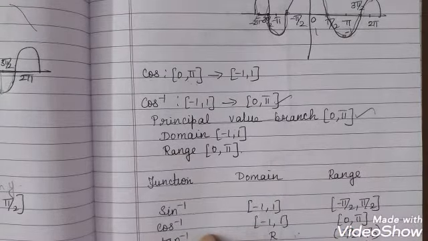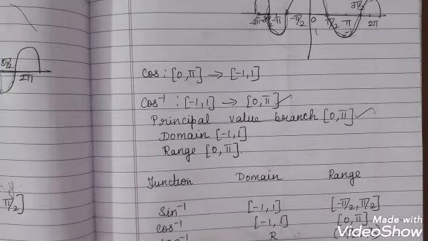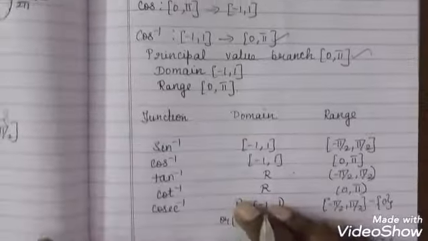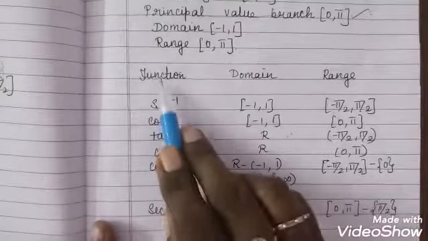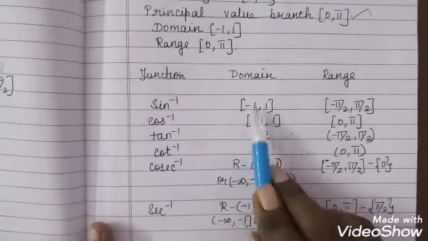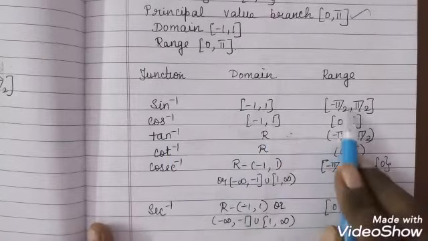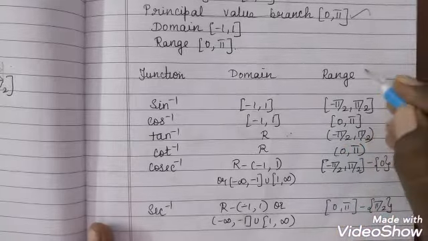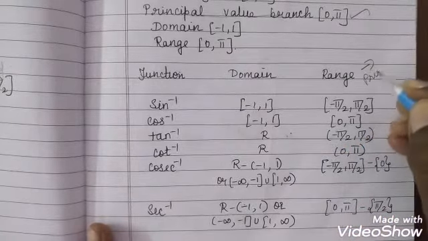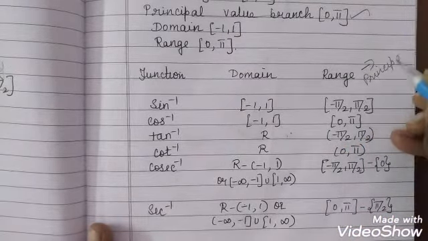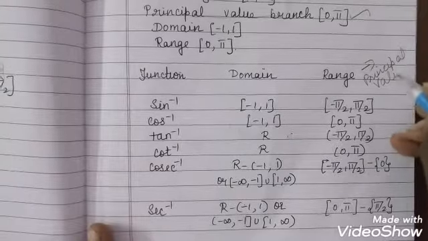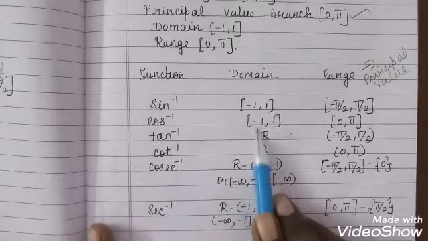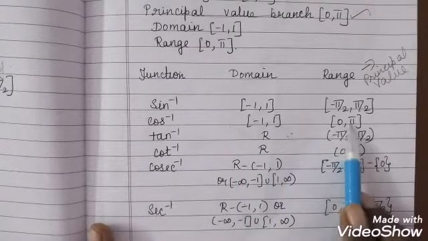So like that we have for all inverse trigonometric functions. The basic ones you need to know are sine inverse and cos inverse. So I have written it as a table. Sine inverse, what is the domain? Minus 1 comma 1. What is the range here? Minus pi by 2 to pi by 2. And this is nothing but your principal value also. So the principal value branch will be minus pi by 2 comma pi by 2. Cos inverse, domain is minus 1 comma 1, and you have the range as 0 comma pi.